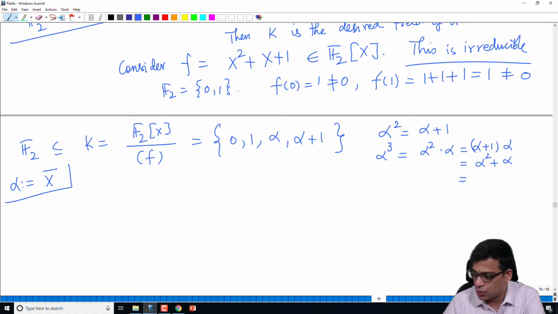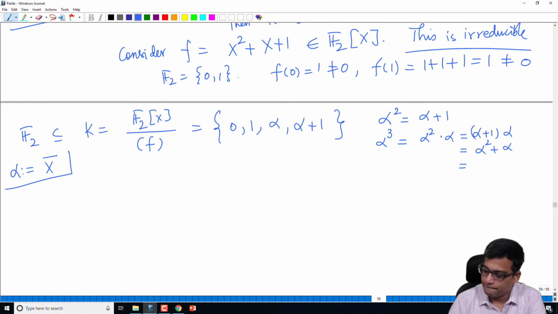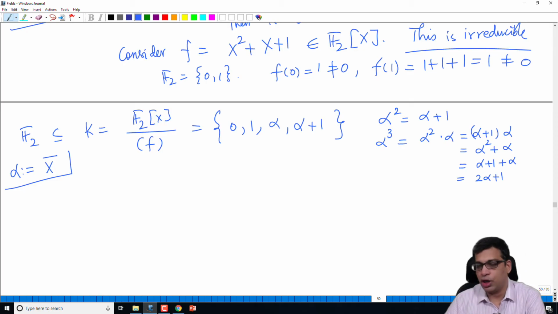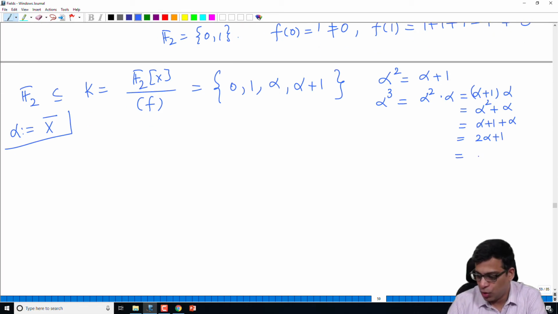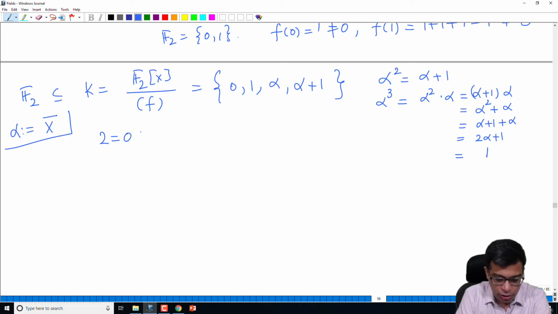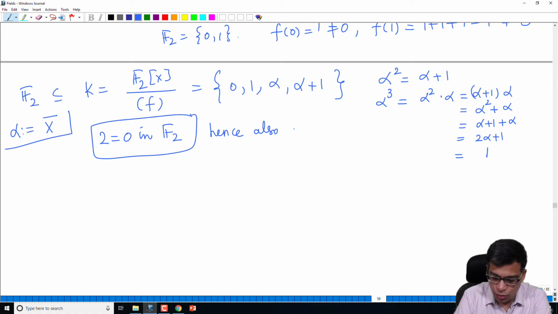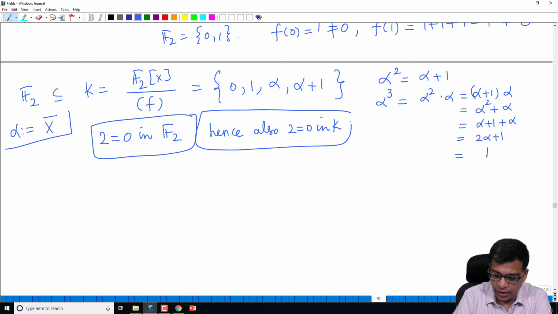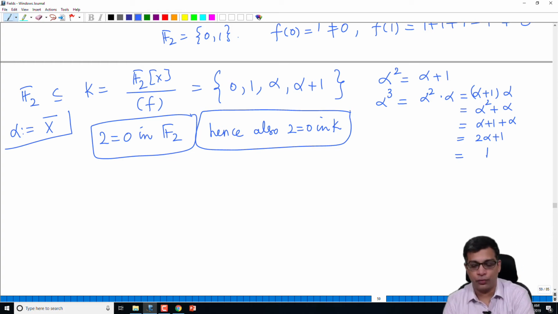And what is alpha squared? Alpha squared is alpha plus 1. So this is alpha plus 1 plus alpha. This is 2 alpha plus 1. What is 2 alpha in this field? 2 alpha is actually 0, right? So 2 is 0 in F2. That is the crucial point, and hence also 2 is equal to 0 in K. It's a characteristic 2 field.